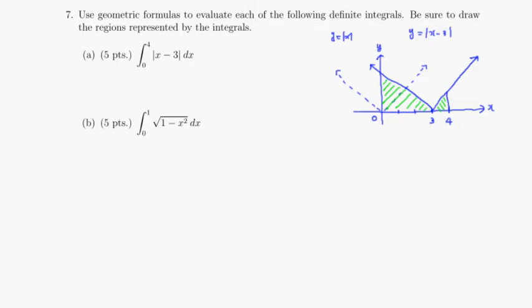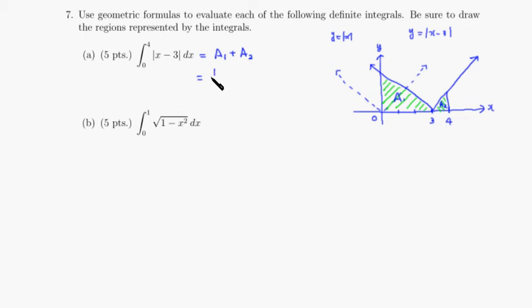So I'm going to call this first larger triangular region A1, and this smaller area A2. So this definite integral is equal to area 1 plus area 2. The area 1 can be found.